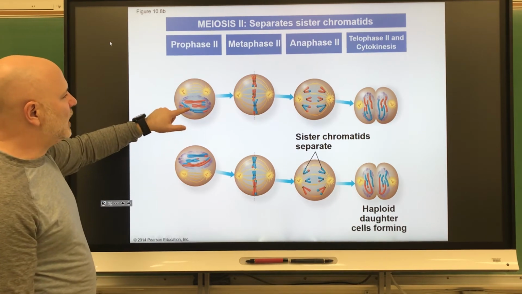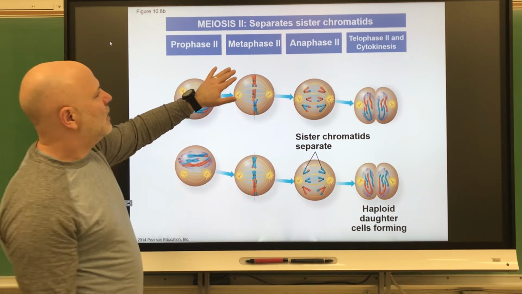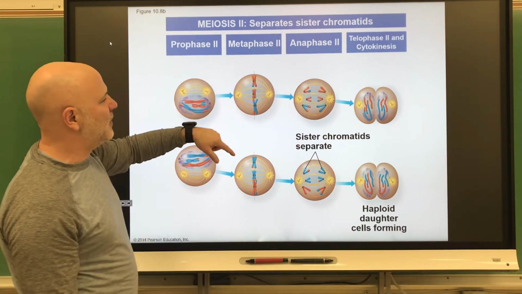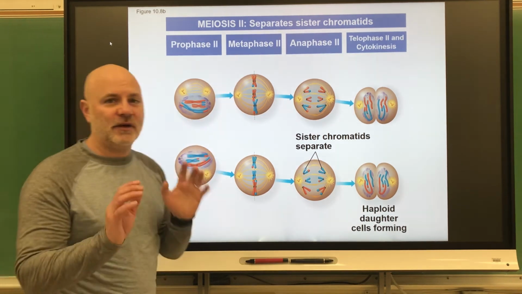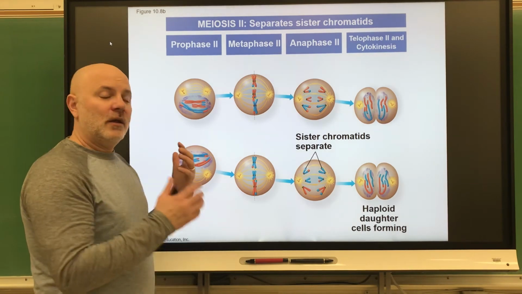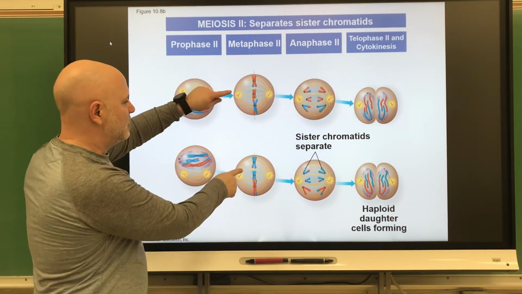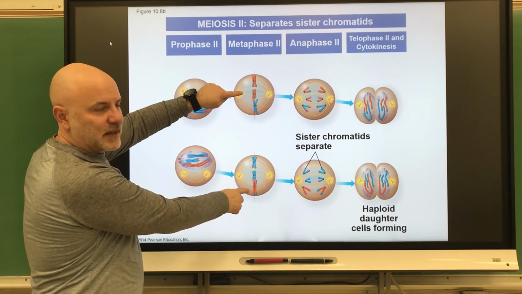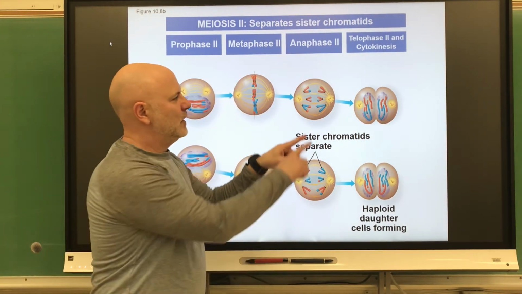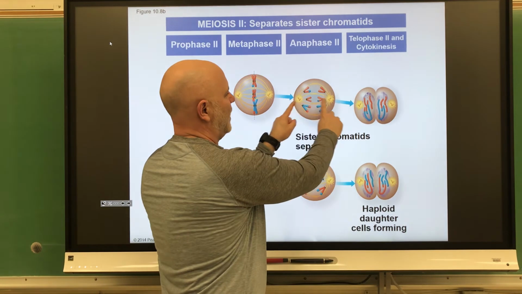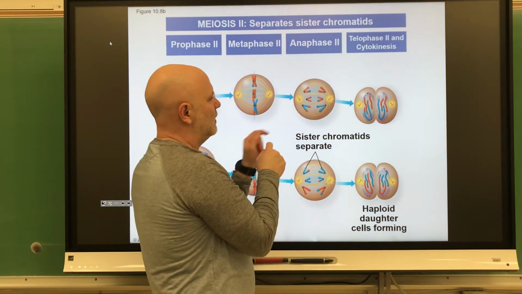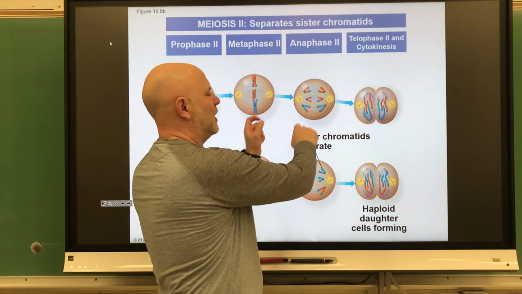So prophase 2 is exactly the same. Metaphase 2, chromosomes are lined up in the middle of the cell, exactly the same. Now here's the difference. Once again, in mitosis, 46 chromosomes lined up. Here we have 2 cells with 23 chromosomes lined up. In anaphase 2, the chromosomes are separated and moved to opposite ends of the cell. So 23 go that way, 23 go that way.